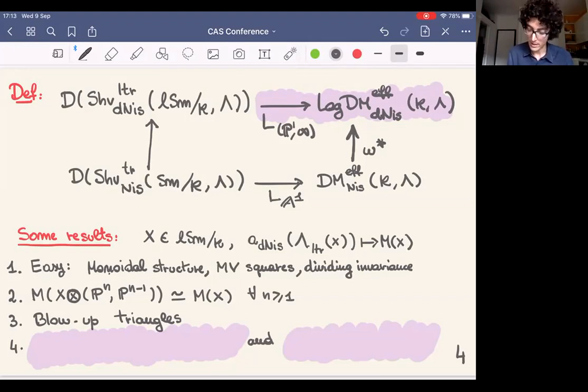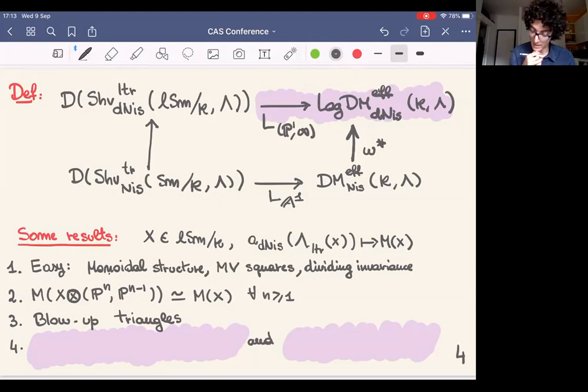Okay, so this was so much for a summary. If you have questions, please do interrupt me. And now I would like to discuss some properties of this category and discuss some structural results, and then some nice theorems that we could prove using this formalism.